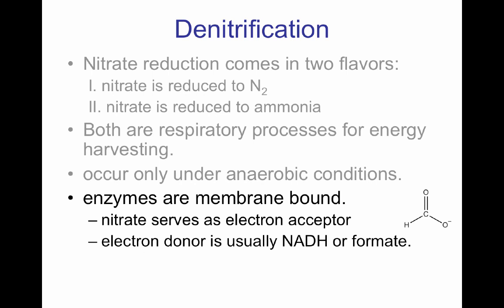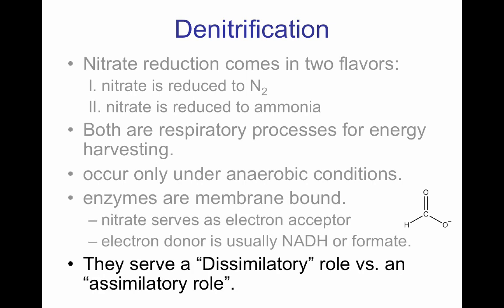So the enzymes that are going to perform these reactions are membrane bound, and the nitrate is going to serve as the electron acceptor, and they are either going to make formate, which is shown over here to the right, or they are going to generate NADH that the cell can later use. They come in two different flavors. Dissimilatory reactions are reactions in which the product is going to be released into the environment, or assimilatory reactions in which the product is now going to be assimilated in biological molecules within the cell.